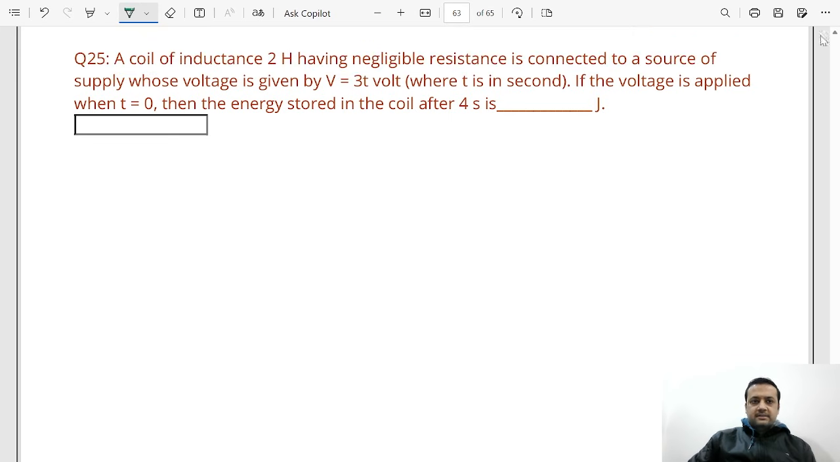Yeah, let us see this question here. A coil of inductance 2 Henry having negligible resistance is connected to a source of supply whose voltage is 3t. So voltage is a function of time. If the voltage is applied when t equals 0, then find the energy stored in the coil after 4 seconds. So look, suppose this is the inductor coil, and here we have supplied a voltage, but this voltage is a function of time, which is 3t. And L is the inductance, where L is equal to 2 Henry.